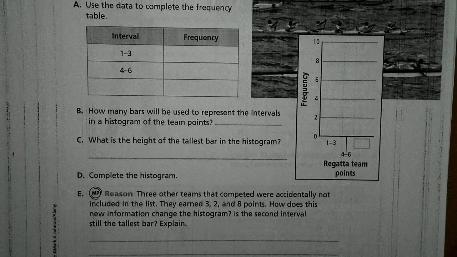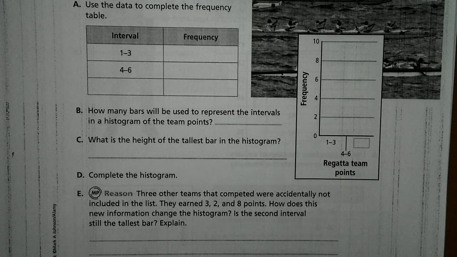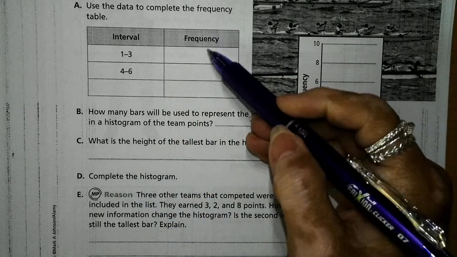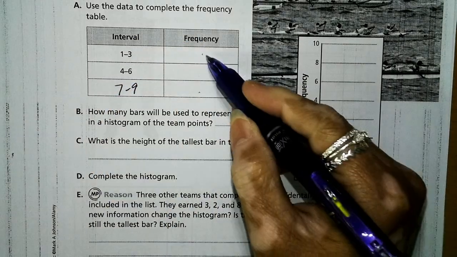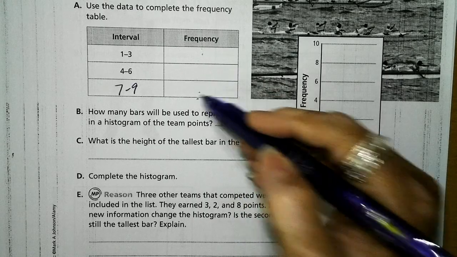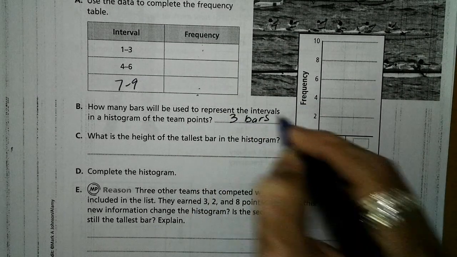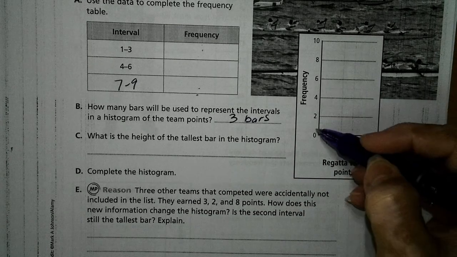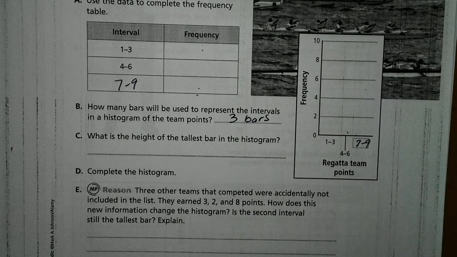It says, how many bars will be used to represent the intervals in the histogram of the team points? Well, how many frequencies did we have? Right, so this is 7 to 9. If I have 3 frequencies, I'm going to have 3 bars. So whatever that represents, 1, and then 2, 3. So you'll have 3 bars.